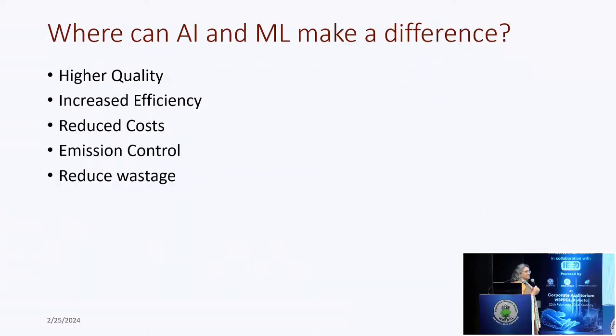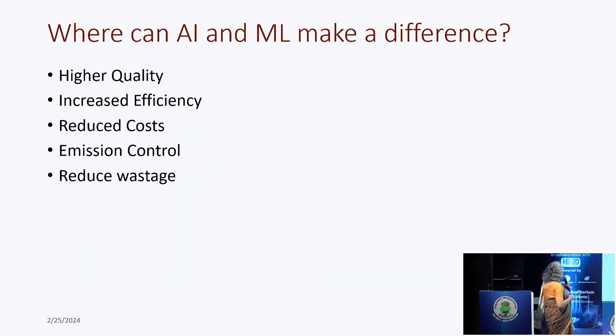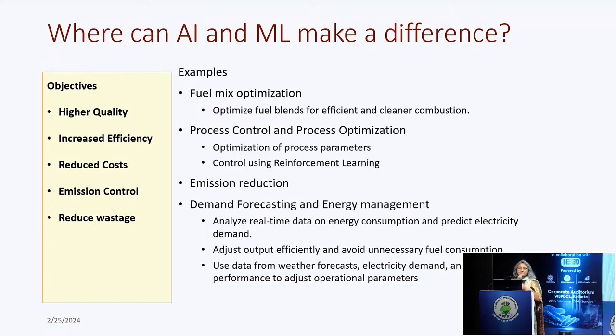Now, in a power plant, again please pardon my lack of knowledge about power plants, but in general, in any manufacturing plant or power plant or chemical plant, where can machine learning or AI make a difference? We want higher quality output. Maybe that's not so relevant to a power plant, but definitely you want increased efficiency, you want to reduce cost, and you need to stick to the norms, whether of emission control, reducing wastage, and so on. So these are some of the places where AI can be used, and these are some examples one can think of.